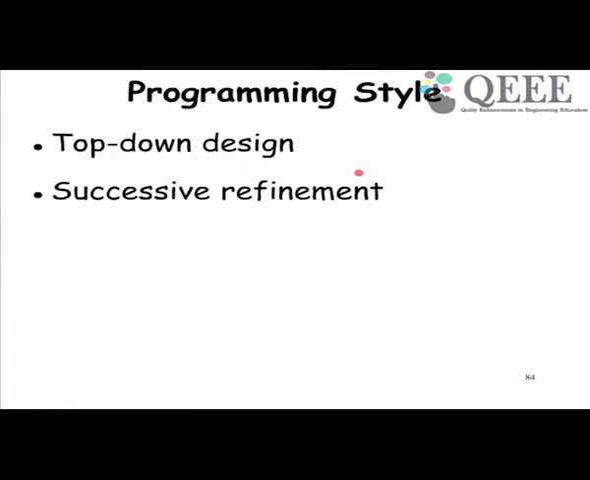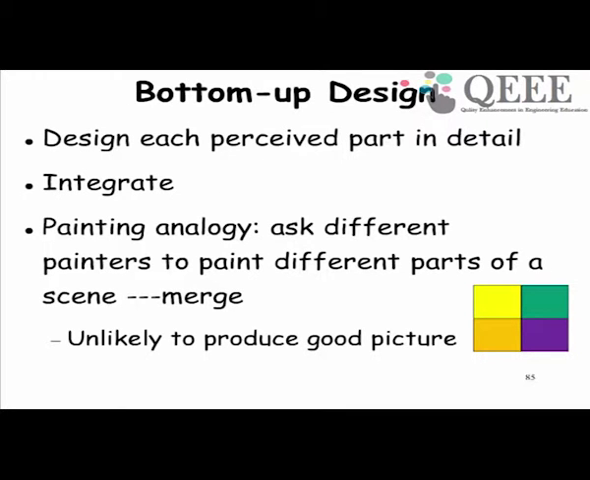Now let's see the program development style. We look at two aspects: top-down design and successive refinement. Both have a similar theme, which is the opposite of bottom-up design. In bottom-up design, you take parts, design them, and then put them together. Let's look at what happens if a painter paints different parts of the painting, maybe different painters paint, and then they are put together. It's unlikely to produce a good picture. The same is the case with a program.